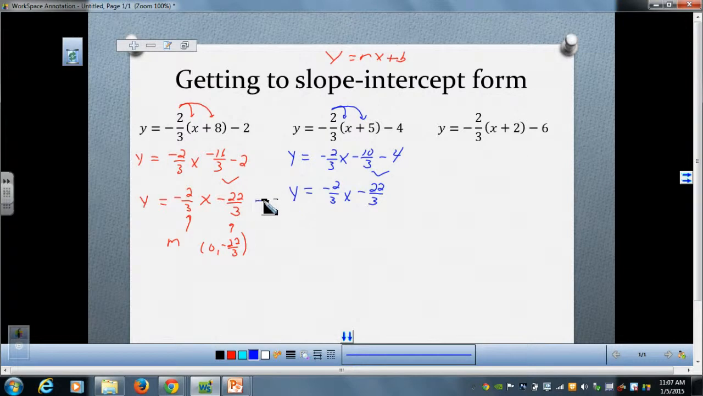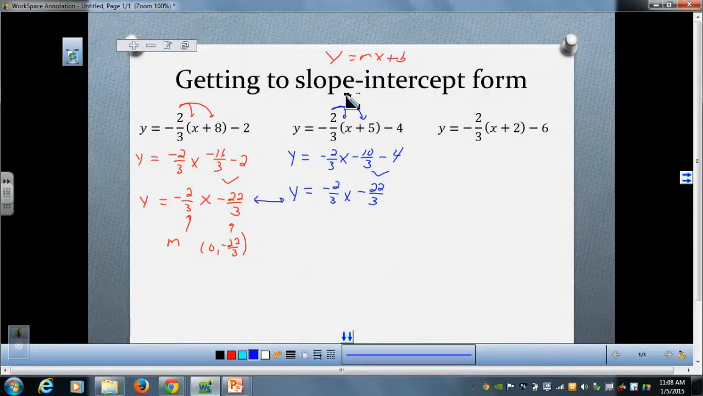You can see that the two equations here are in fact equivalent, even though they look different when we first started. This is something that you need to know and understand: you may work the problem out and there are an infinite amount of equivalent forms because there's an infinite amount of points on a line. If you would like, you can pause the video and convert this third equivalent form to slope-intercept form, and once again, you should come up with y equals negative 2/3 x minus 22/3.